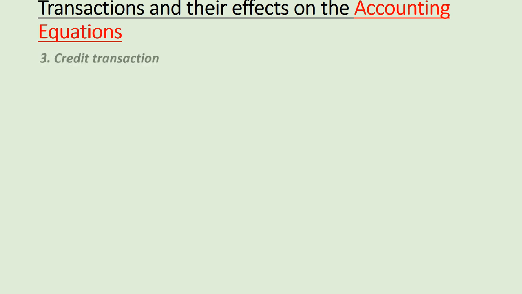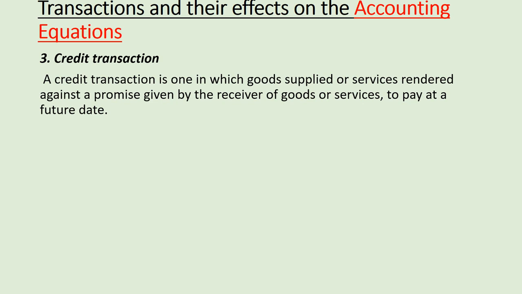The third type of transaction is credit transaction, which is a transaction in which goods are supplied or services rendered against a promise given by the receiver of goods or services to pay at a future date. Simply, in this transaction, goods are given to this person. Then this person makes a promise that they are going to make a payment in future. So the giver receives a promise of payment to be made in future, while the receiver receives goods or services. That's a credit transaction.